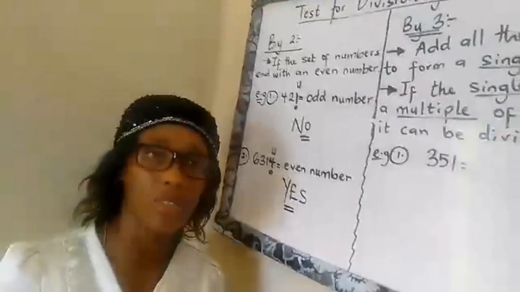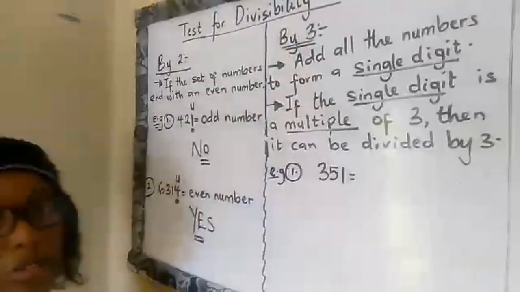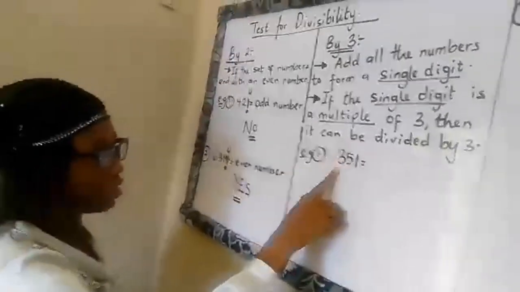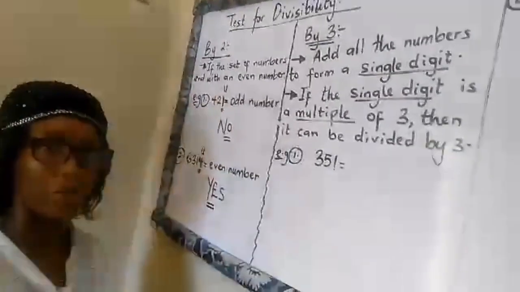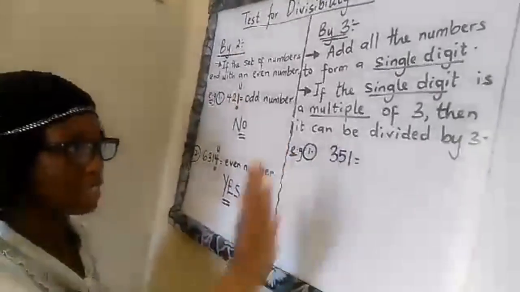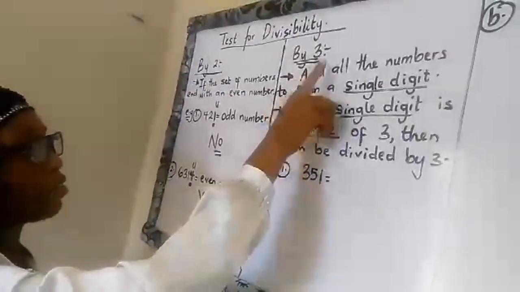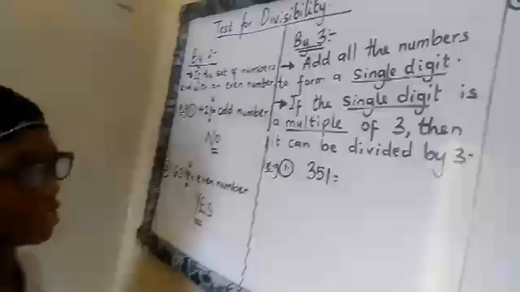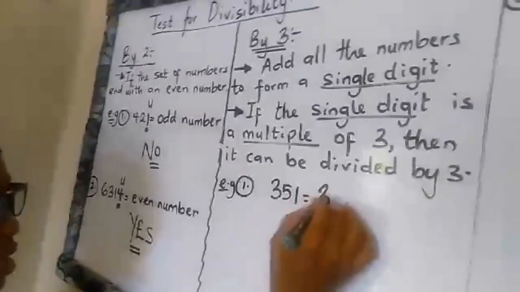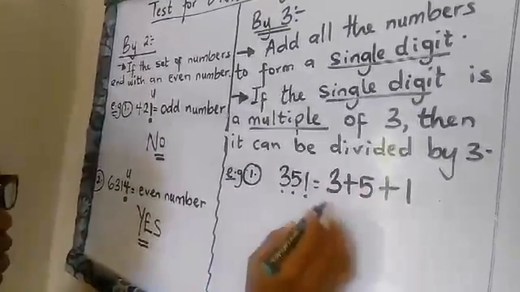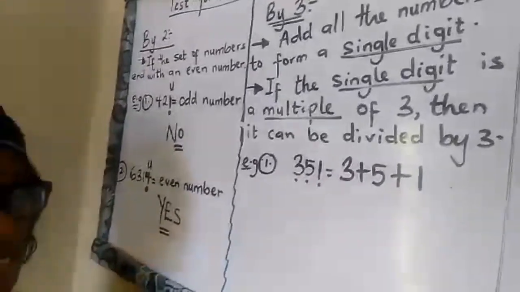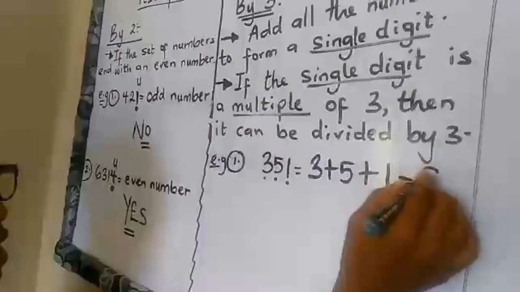Now, how can you tell if a number can be divided by 3 without remainder? You have 351. How can you know if 3 can divide this number without remainder? Step 1: add all the numbers to form a single digit. You have to add 3 plus 5 plus 1. So 3 plus 5 is 8, and 8 plus 1 is 9.